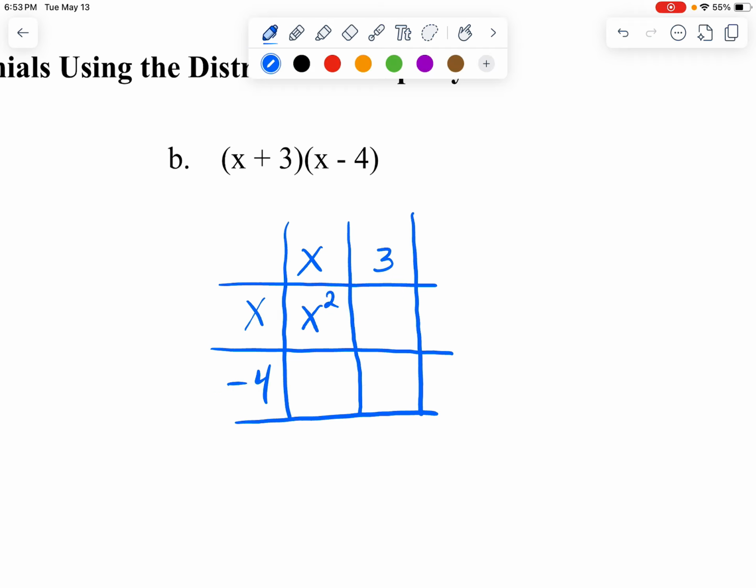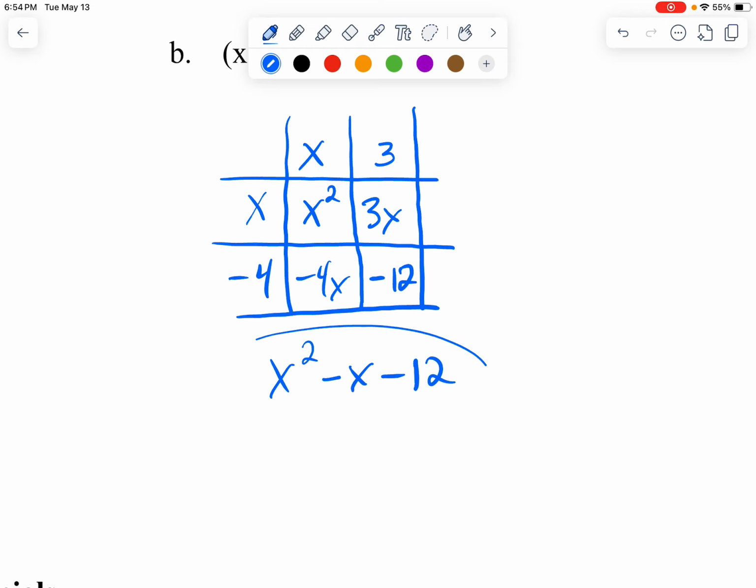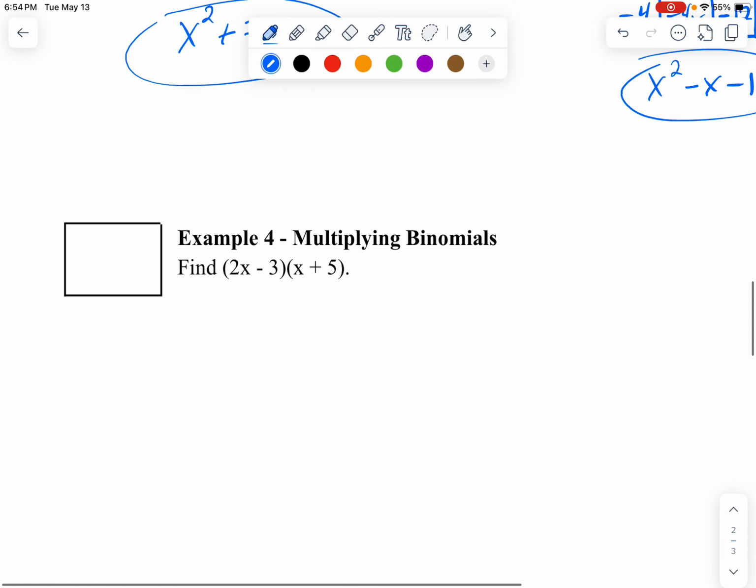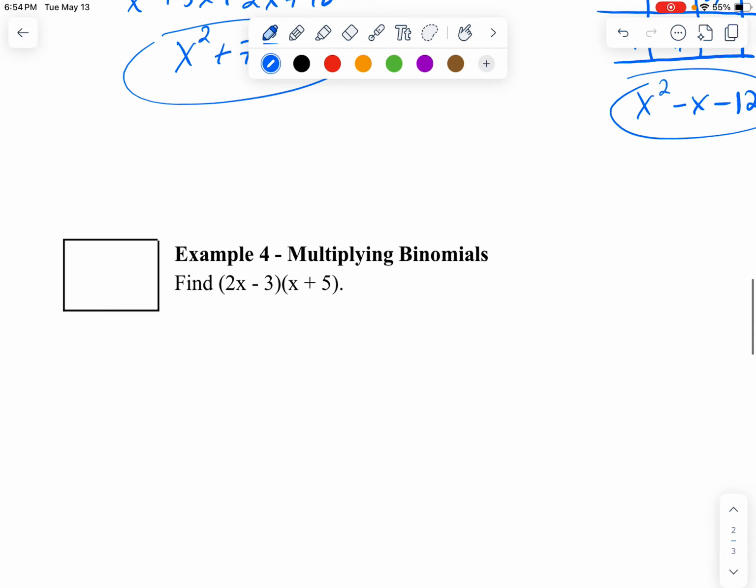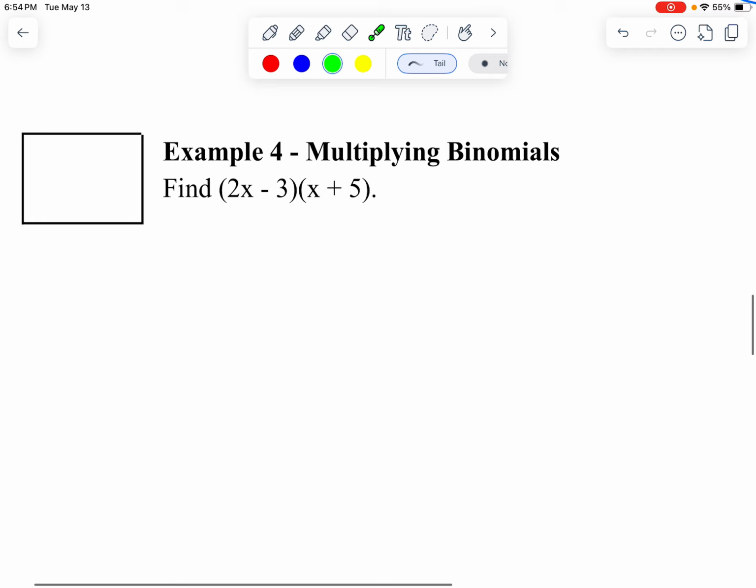So this would be x squared. This box is x times 3, so 3x. Down here would be negative 4x and negative 12. So now again, we've got those two terms that we can combine, but otherwise the rest is just going to have to stay how it is. So we've got x squared, negative 4x and a positive 3x, that's minus x, minus 12, and we're all set. And the final method, you may notice this is slightly different because we have 2x there instead of just a single x, but everything works exactly the same.